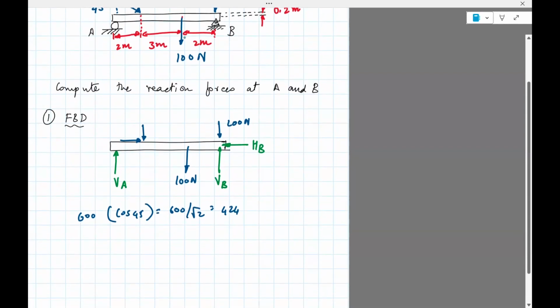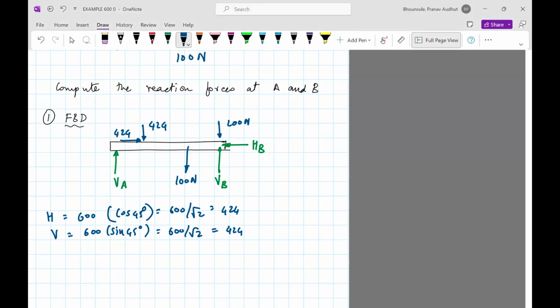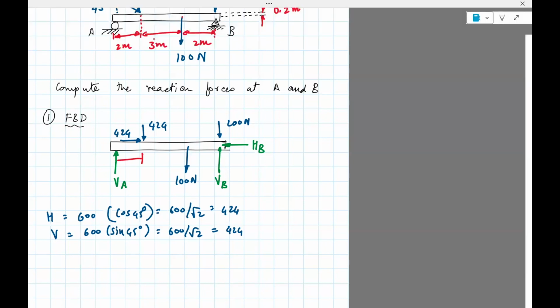So this will be the horizontal force, and the vertical force will be 600 sine of 45, which is the same 600 over square root 2, which also will be 424. So I have 424 acting down, 424 acting to the right. And that's pretty much what I have for the free body diagram.